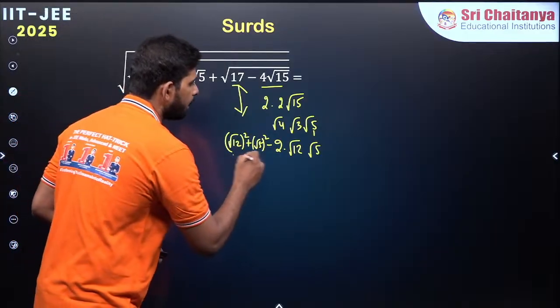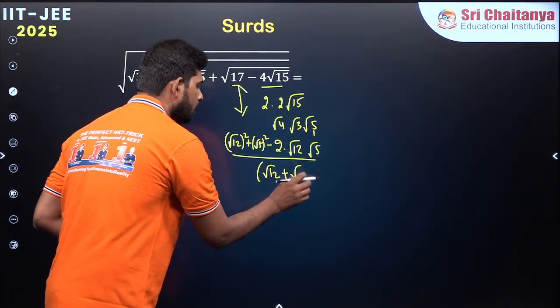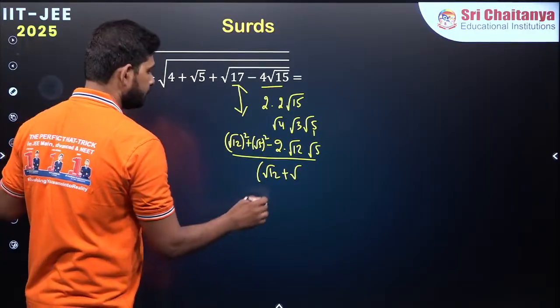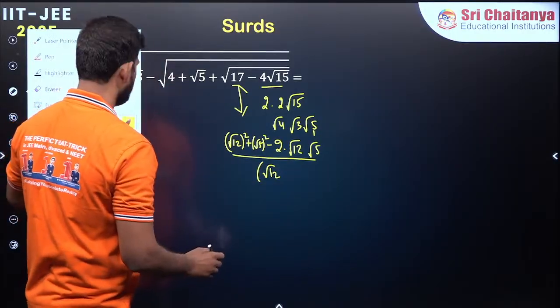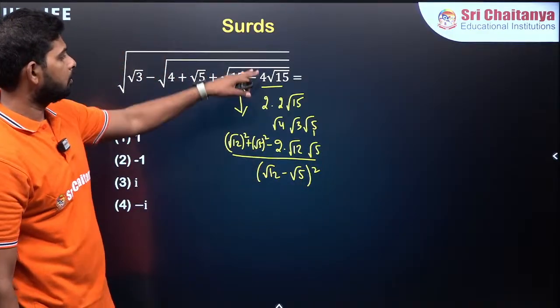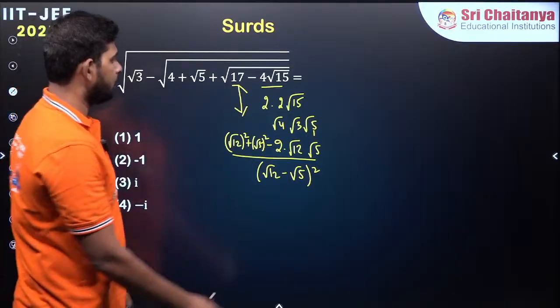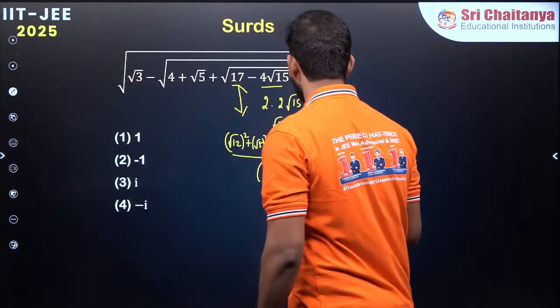So you can write this entire expression as root 12 plus root 12 minus root 5 whole square. Now you just have to substitute in this. Square root and square are getting cancelled. What we have left with, I am going to write the entire expression over here.